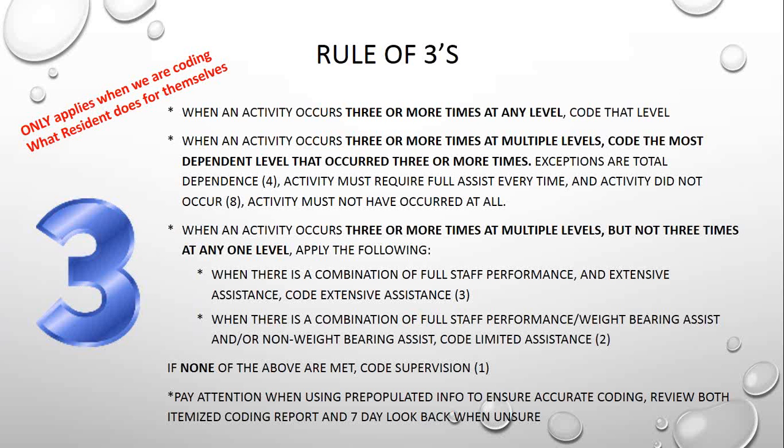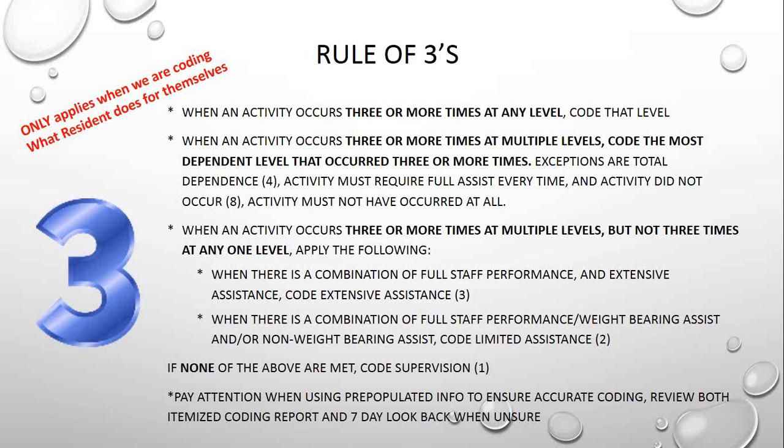The exceptions are you can't do that for something that's coded as a 4 or an 8. 4 has to happen all the time, every day, every shift, every caregiver, that they didn't do it. And an 8 means that it never occurred in the 7-day look back, all days, all shifts, or that the family member or someone else who doesn't work for the facility provided the care 100% of the time.